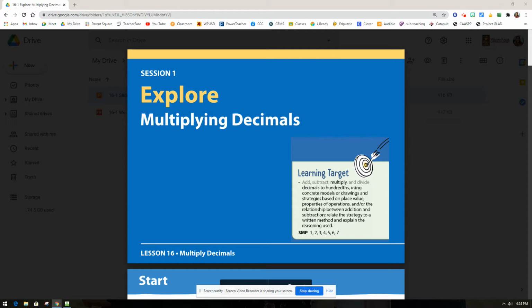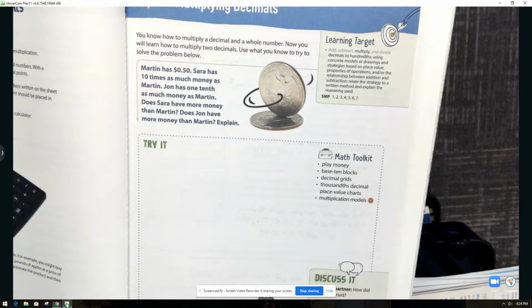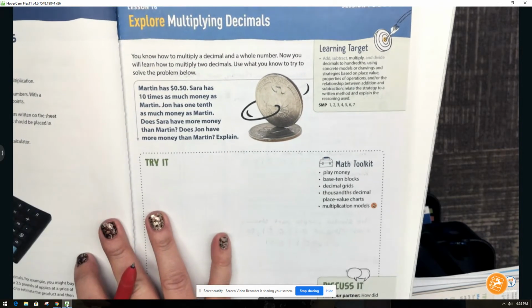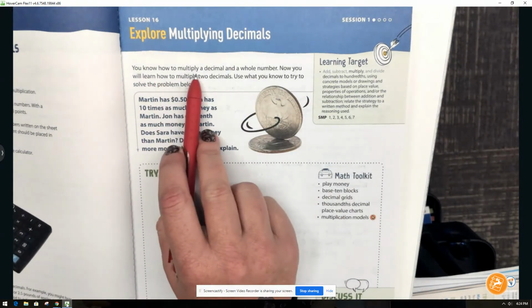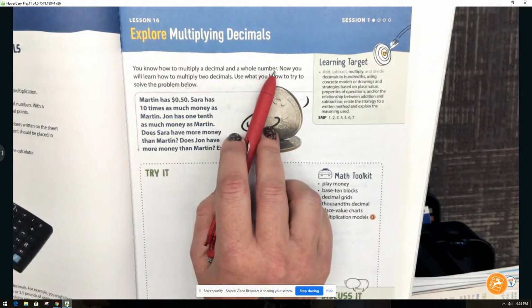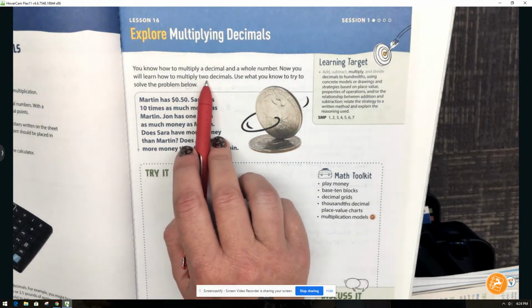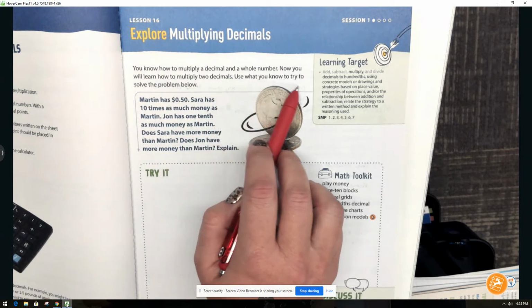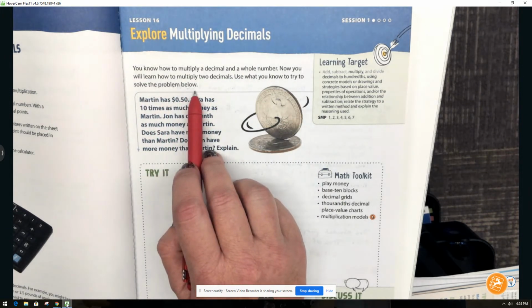So we're going to be working today in our Ready Classroom Math Workbook on pages 325 through 328. So we will go ahead and open your Ready Classroom Math Workbook to page 325. On page 325, it says, you know how to multiply a decimal and a whole number. Now you will learn how to multiply two decimals. Use what you know to solve the problem below.